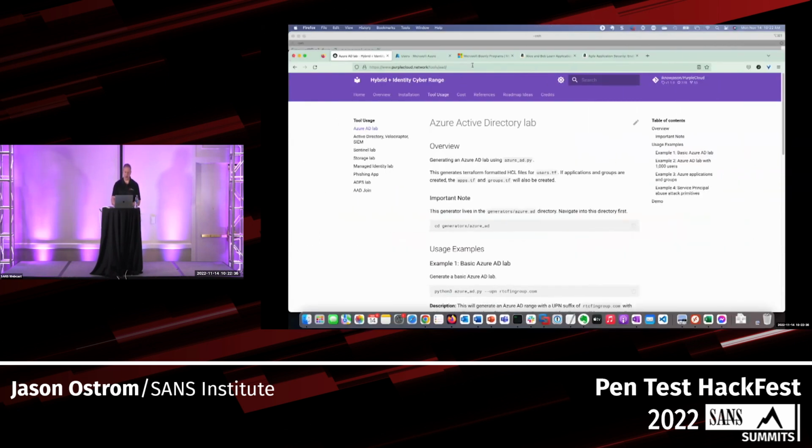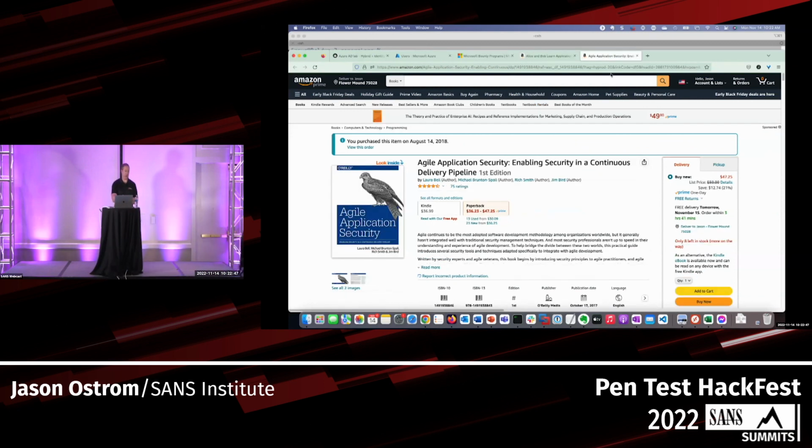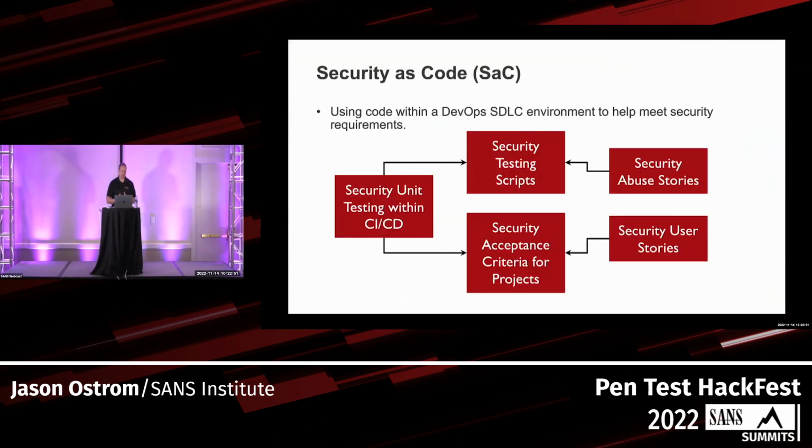And some of these ideas here, this is an excellent book by Tanya Janca, Purple Teaming Application Security. I've read this cover to cover. And then Agile Application Security really ties into this idea. When companies are making software, it's securing the pipeline, but also securing the application within the pipeline.